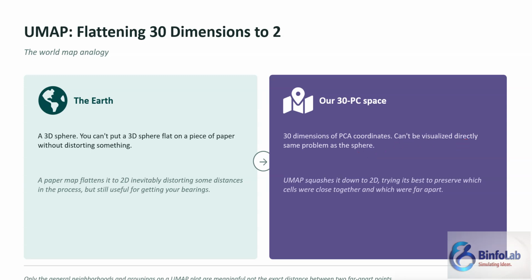Same problem as the sphere or the globe. So what UMAP does, UMAP squashes it down to 2D, trying its best to preserve which cells were close together and which were far apart from each other.